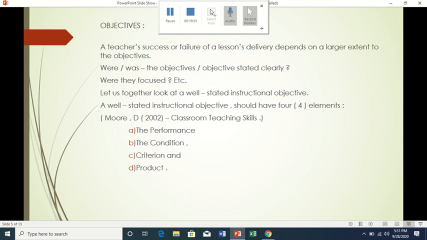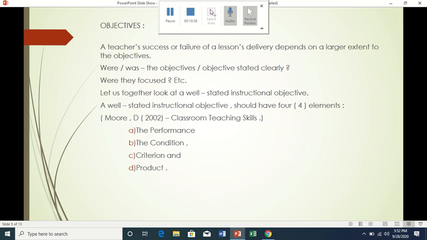Instructional objective. A well-stated instructional objective should have 4 elements. Elements of a well-structured instructional or performance objective, and this is from David Moore, Classroom Teaching Skills. We have the performance, we have the condition, we have the criterion, and we have the product. And when a teacher is setting an objective, all these 4 must be present.